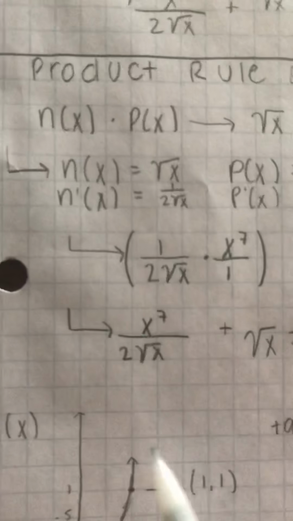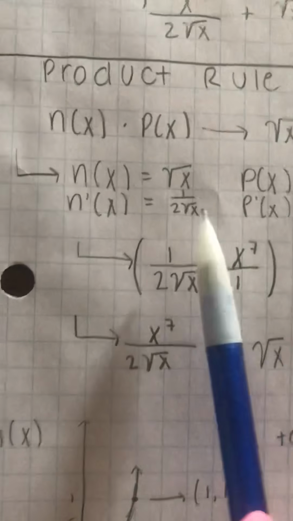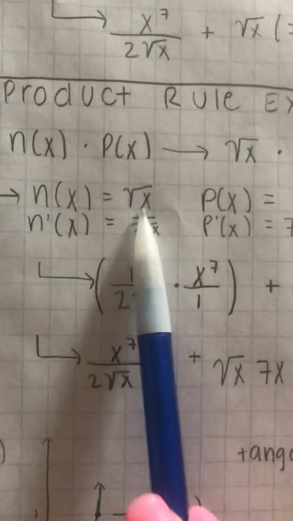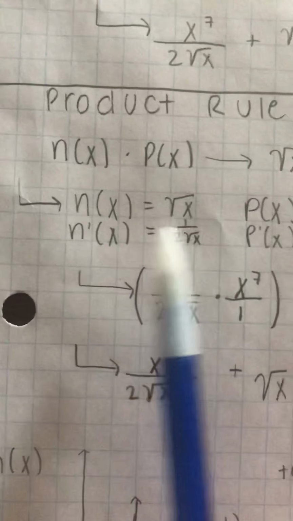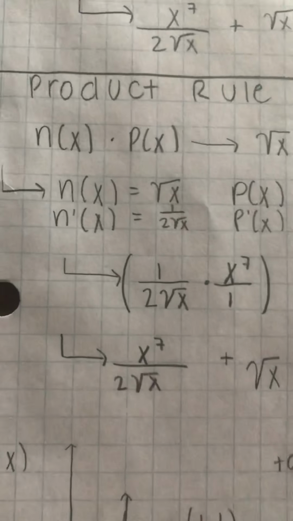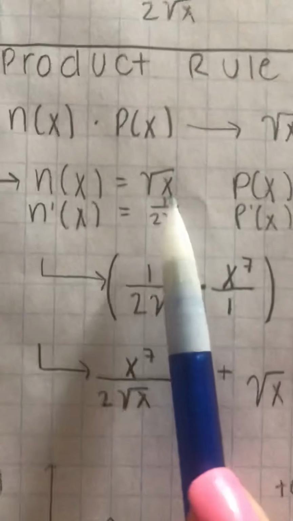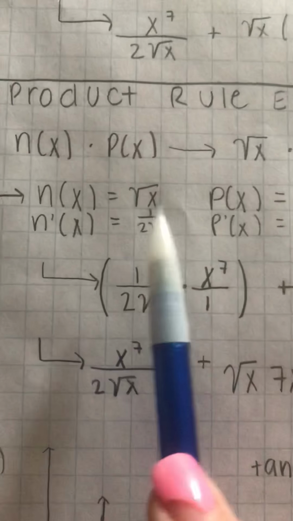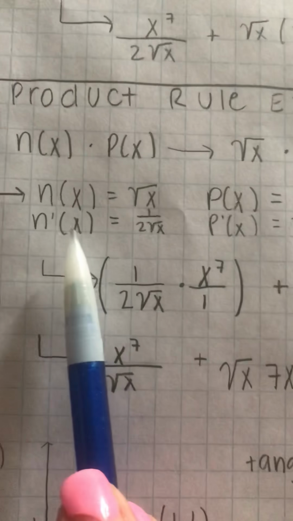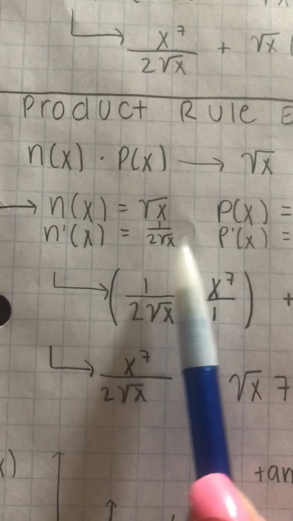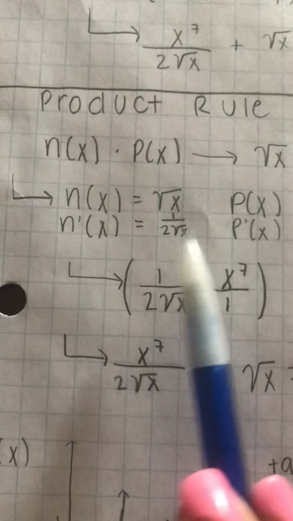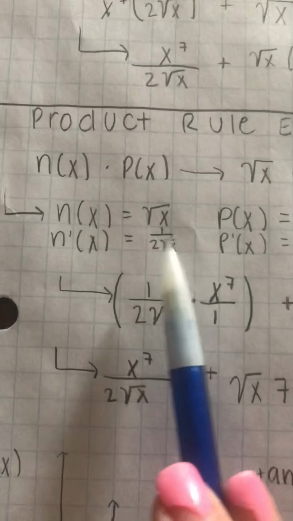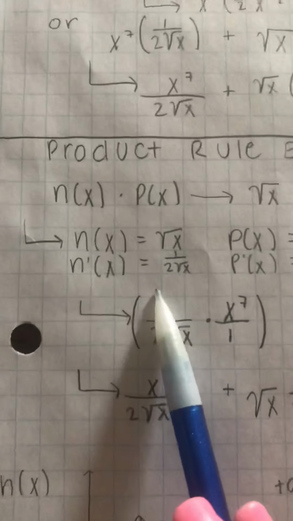For the purposes of this problem, I decided to keep n of x in terms of its root. Usually I make it a fractional exponent, but it made me confused later in the problem when I had to combine exponents, so I just kept it as a root. So n of x is root of x, and n prime of x is 1 over 2 root x. This is from some of the stuff that we've done in the past. We've done it a couple times, so I just kind of have that memorized.